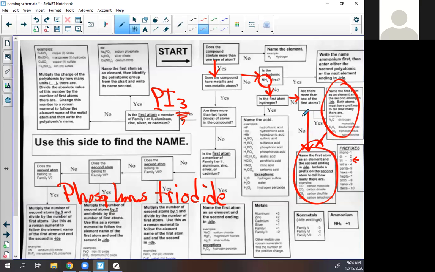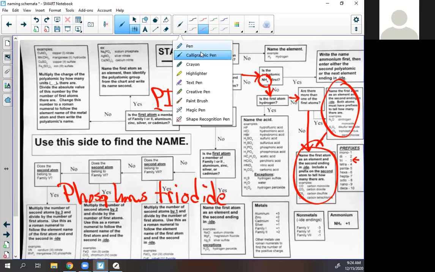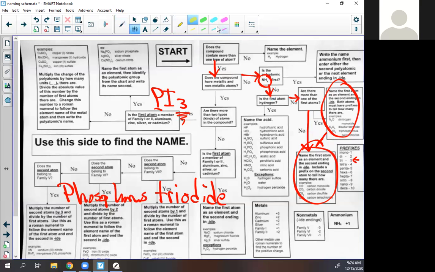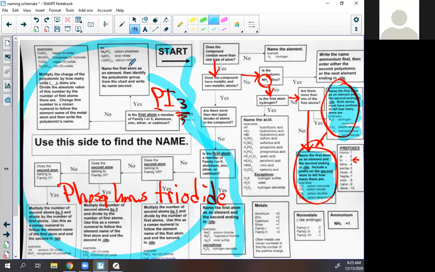Prefixes, I know this might be confusing. Try and stick with me here. Prefixes are only used when we are naming covalent substances, which would be here and here. All right? We never use a prefix with an ionic substance, which is everything over here. Now you're like, well, what's an acid? An acid's an acid. It is covalent, but acids just have names. And then ammonium is actually an ionic compound, but we don't need to talk about it.